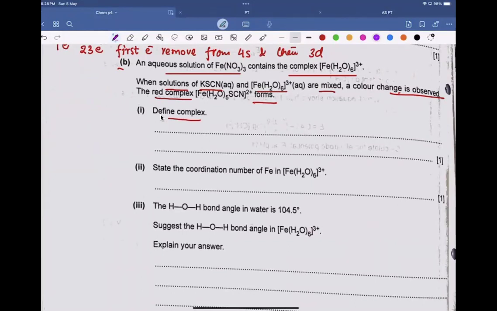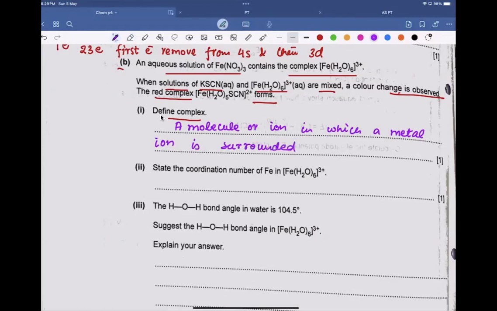We can define it as a molecule or ion in which a metal ion is surrounded by a ligand. Is this clear?